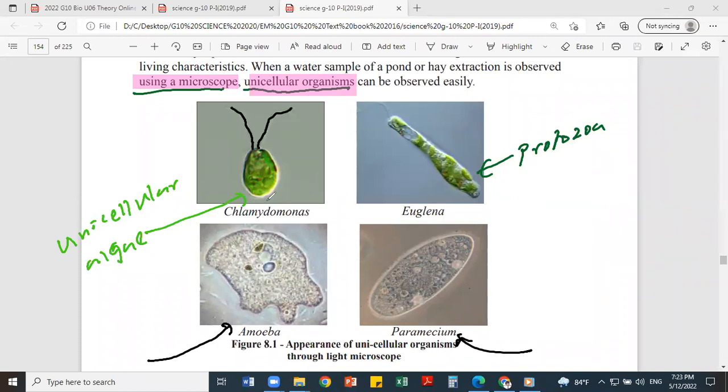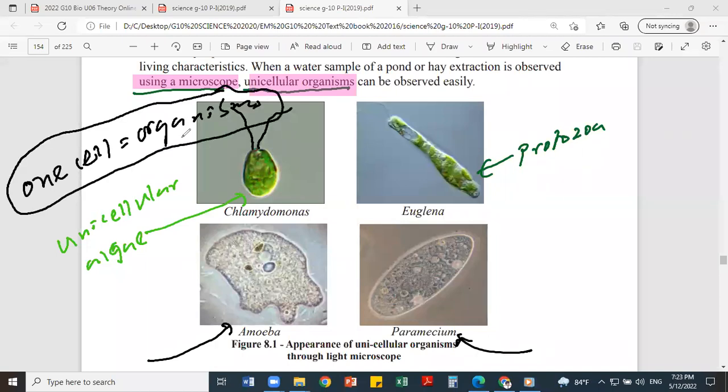No heart, no lungs, no kidney, no liver. Because the entire organism equals one cell. One cell acts as an organism. Therefore, they have very simple energy requirements, nutrient requirements. They don't need very complex things, their life is very simple, not like ours.